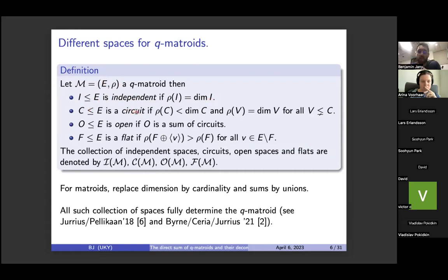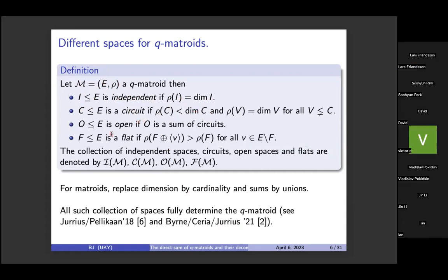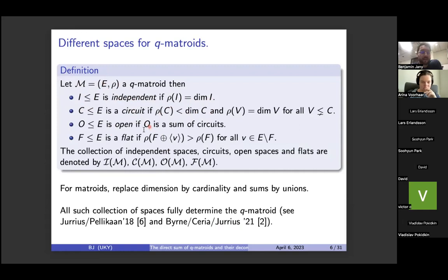A circuit will be a subspace of E that is minimal with respect to inclusion and that satisfies this strict inequality property. An open space will just be a sum of circuits, and a flat F is just a space such that adding any extra one-dimensional space to it must increase the rank.